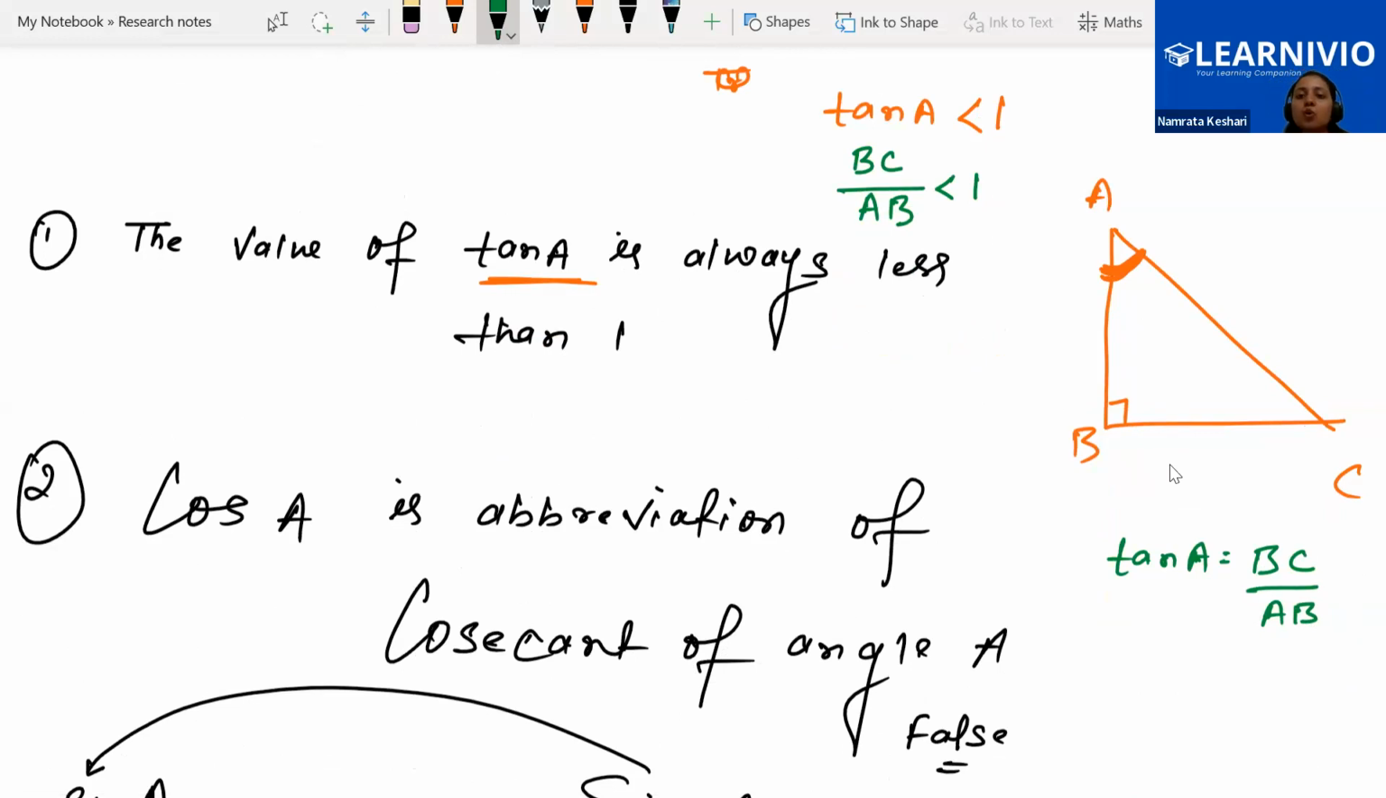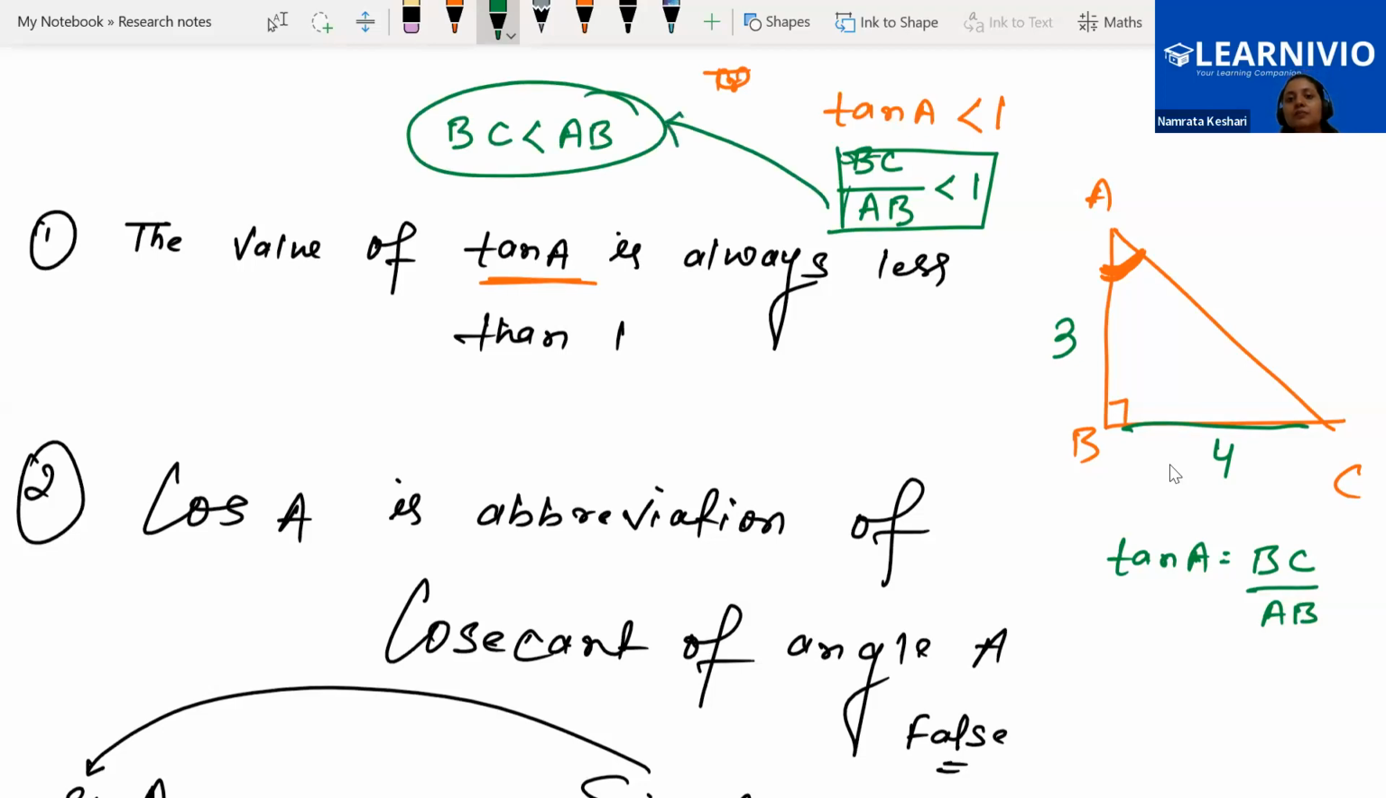Tell me whether it is always true that this side BC will always be less than AB. Is it true? Have you seen such cases where this side is, let's say, 4 centimeter, and this side is 3 centimeter? If we follow this ratio, then can we say BC is smaller than AB? Can we say from here, this AB will go to the other side, get multiplied with 1. Okay, BC is smaller than AB. Is it always true? Always?